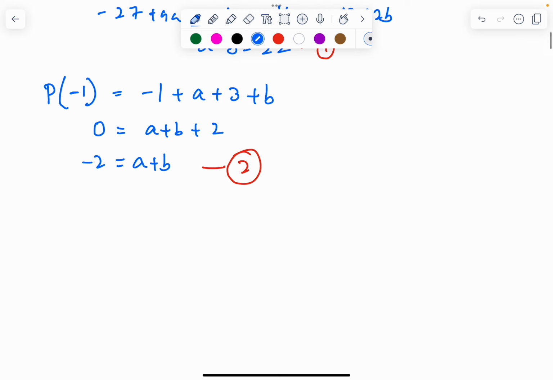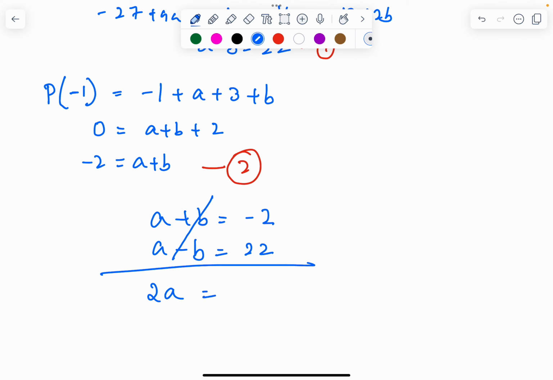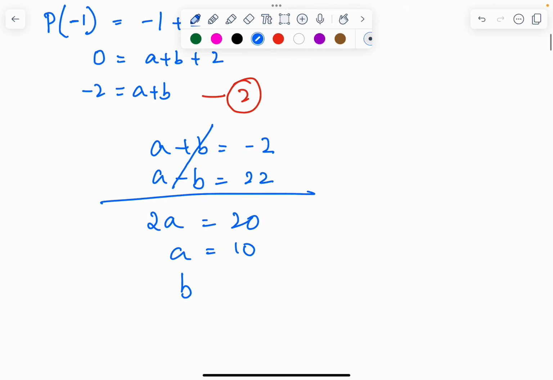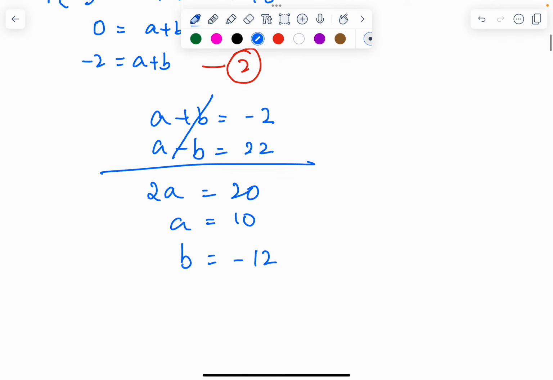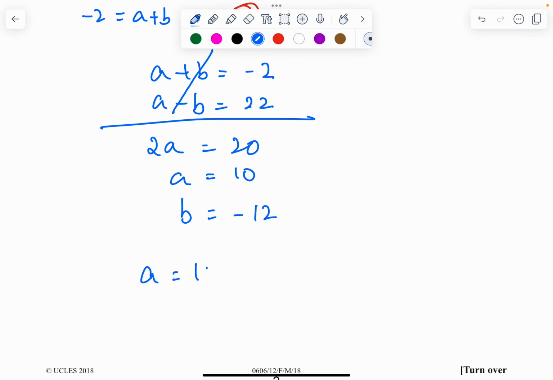So I will put a and b together. So a plus b equal to negative 2, a minus b equal to 22. So I can cancel this. 2a equal to 20, a equal to 10. So when a equal to 10, you will get b equal to negative 12. So at the end, write down your answers: a equal to 10 and b equal to negative 12.